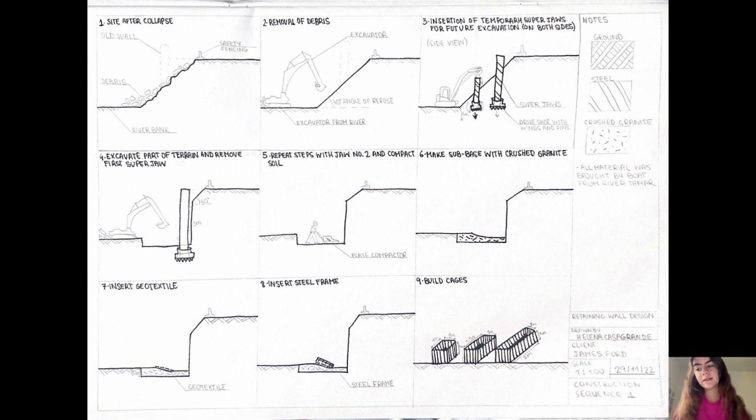Then we're going to excavate part of the terrain and remove the first super jaw, and the same step is going to be repeated for jaw number 2, and the soil is going to be compacted. Then the sub-base is going to be made of crushed granite, and a geotextile is going to be added for drainage. After that, a steel frame is going to be added, and the cages are going to start being built.